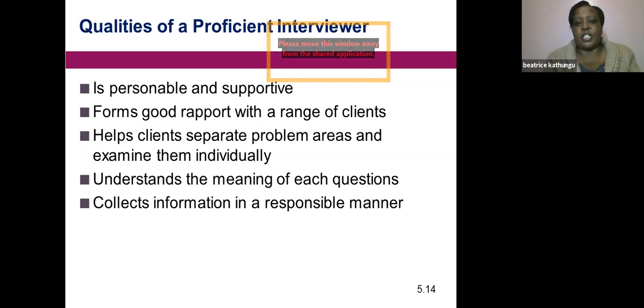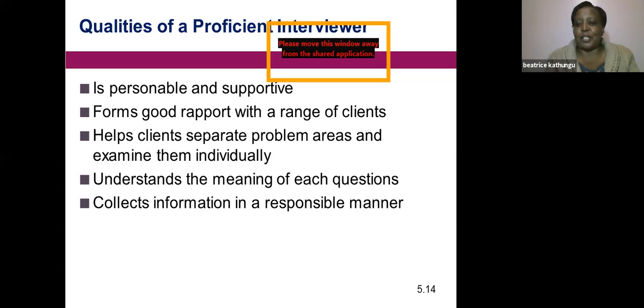Now, what are the qualities of a proficient interviewer? Being personable, really, that's just about being pleasant and warm. Being supportive. If you come out as hostile to the client, it's unlikely that they will give you accurate information. You need to also create rapport with a variety of clients. Just remember, our clients come in all types, sizes, and shapes.